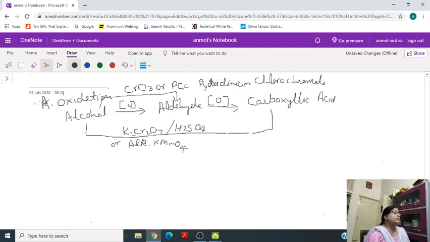So primary alcohol will give you aldehyde and carboxylic acid containing the same carbon atoms. Similarly, secondary alcohol will also give ketone and carboxylic acid with fewer carbon atoms, but tertiary alcohol does not undergo oxidation reaction.